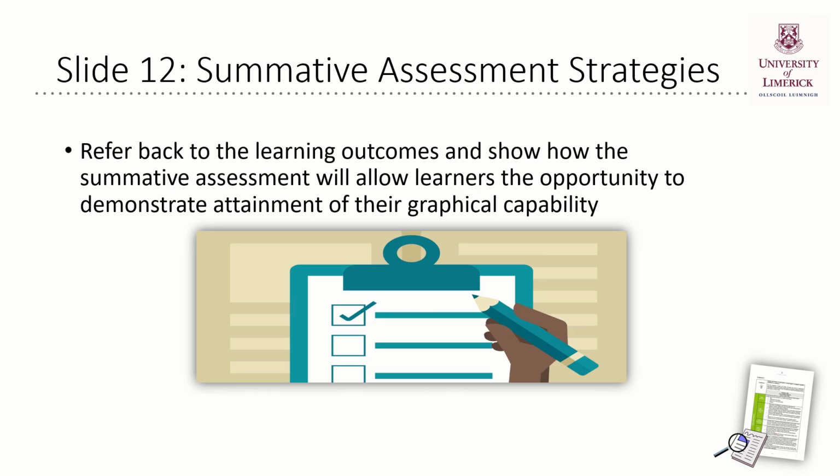Now, as you can see here, it says refer back to your learning outcomes and show how the summative assessment will allow learners the opportunity to demonstrate attainment of their graphic capability. So again, this is just showing that you have taken into consideration your learning outcomes, and this assessment that you have set out at the very end of your intervention is actually assessing that all these learning outcomes have been hit to the full extent, or to the extent that you set them out to be hit.